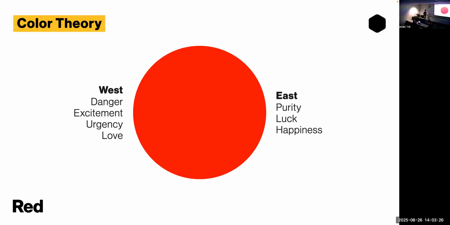So for example, red in the West means danger, excitement, urgency, love, whereas in the East, it's more connotated with purity, luck, and happiness. So let's do a little quick experiment. If you think that red means this to you, raise your hand. Okay. If you think red means this to you, raise your hand. No? Okay, interesting. And that's part of it, right? Depending on where you're from, red can mean several different things.